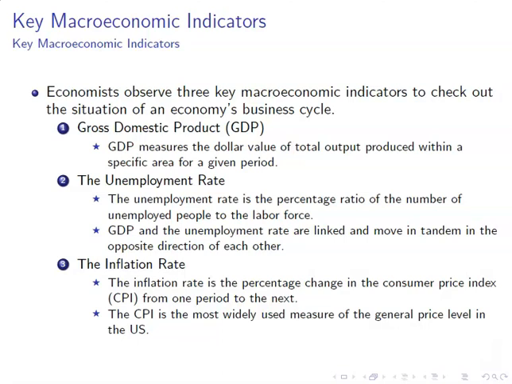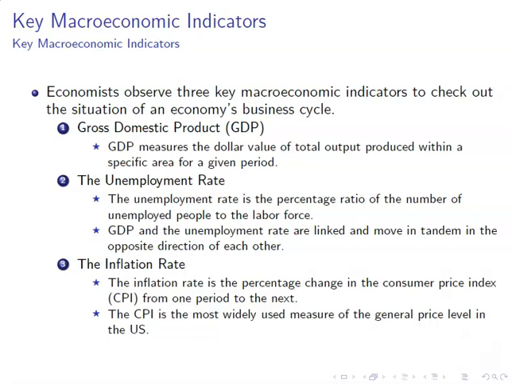GDP, gross domestic product, measures the dollar value of total output produced within a specific area for a given period. So, for example, the 2020 US GDP is the dollar value of total output produced within the US for the year 2020. The unemployment rate measures what percentage of people in the labor force is unemployed. GDP and the unemployment rate are linked and move in tandem in the opposite direction of each other. For example, when an economy is bad, GDP falls because total output decreases and thus more people lose their jobs.